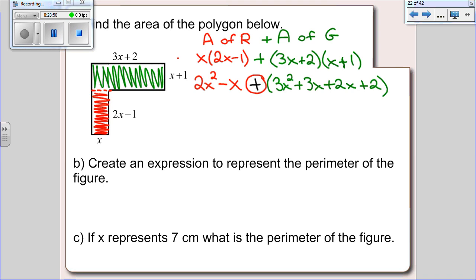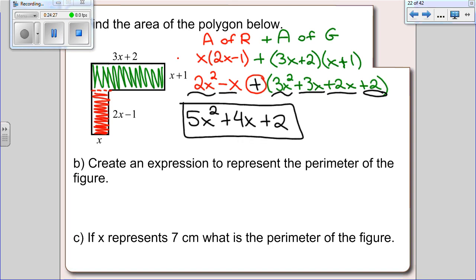So x squares are going to go with x squares. X's are going to start going with x's. You have negative x plus 3x plus 2x, which is positive 4x. If you're not sure, use your calculator, right? Negative 1 plus 3 plus 2. See what it equals. And our last term over here, which is plus 2. That's the solution to the area of that shape. Any questions?